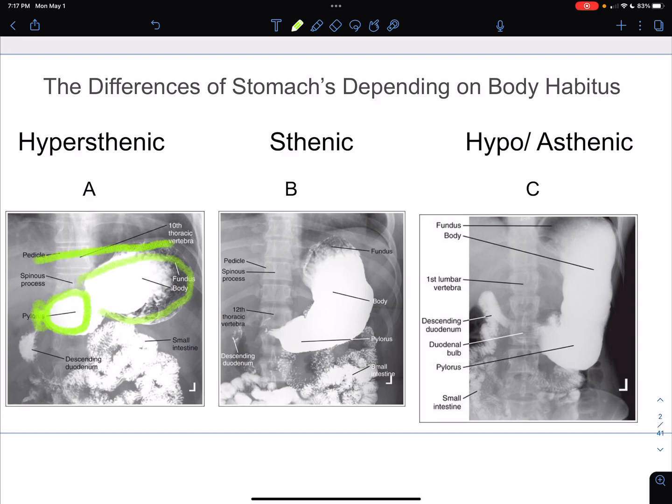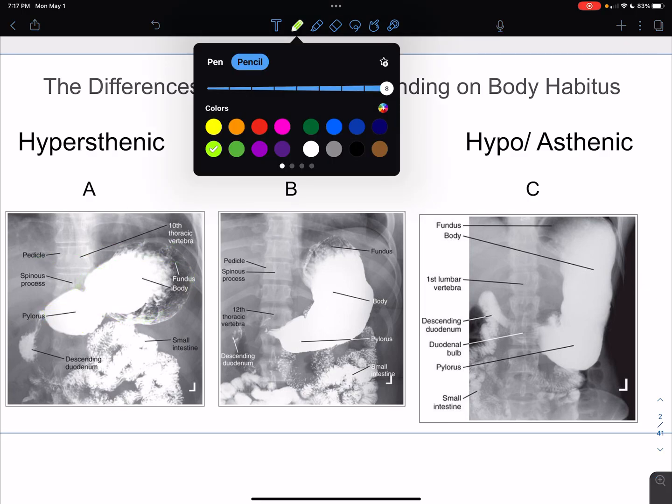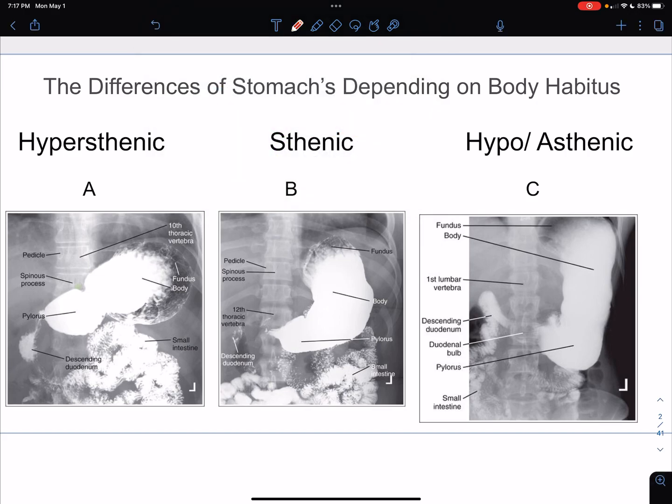So another thing to keep in mind with this specific body habitus is, let me change the width of this. This is way too wide here. Let me get that smaller. Remember that on the hypersthenic patient, with it being more horizontal, the pylorus and the duodenal bulb end up over here on the other side of the vertebral bodies, okay? So keep that in mind.